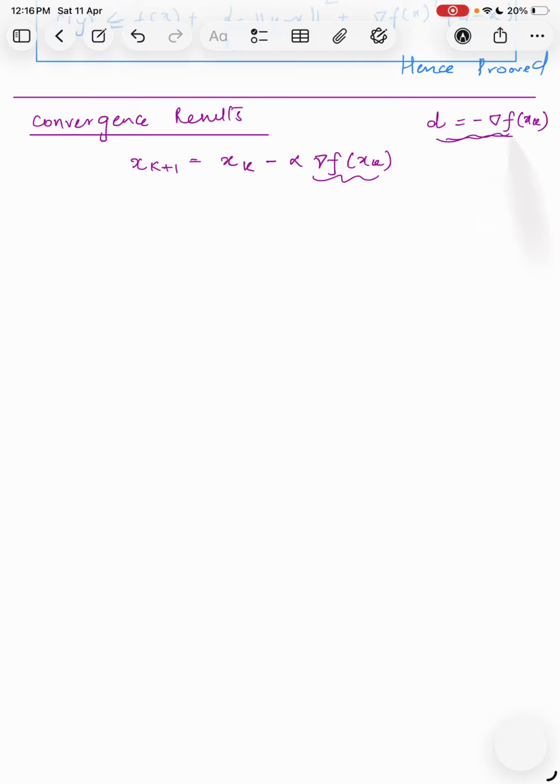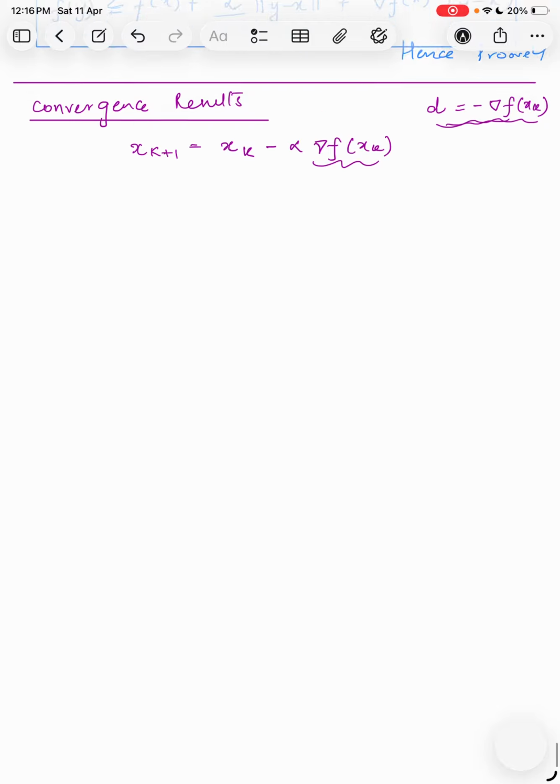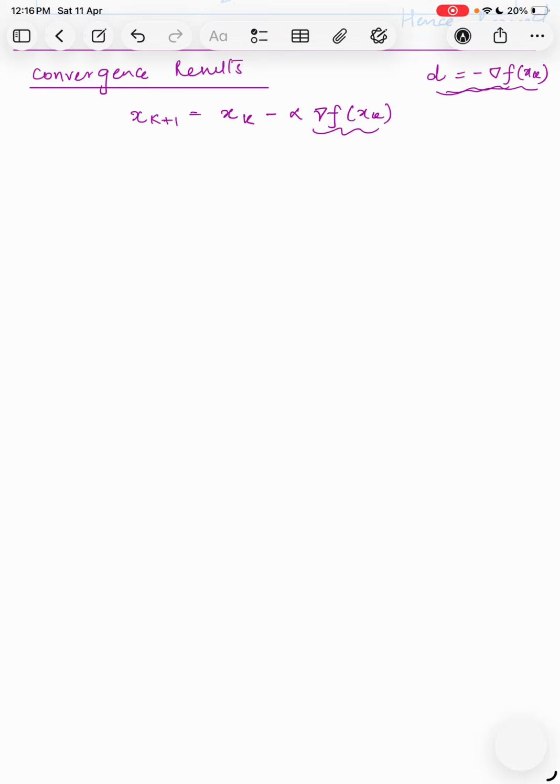If this is true, then we can see that we are actually approaching the local minima, and your next iterate will actually give you the result where your function value is less than the previous one. So you will eventually reach the local minima. And alpha here is the step size.